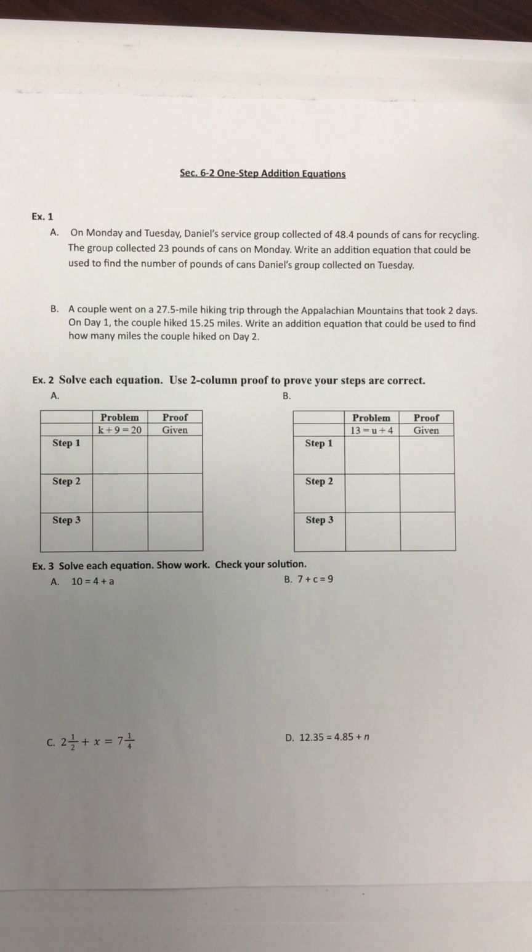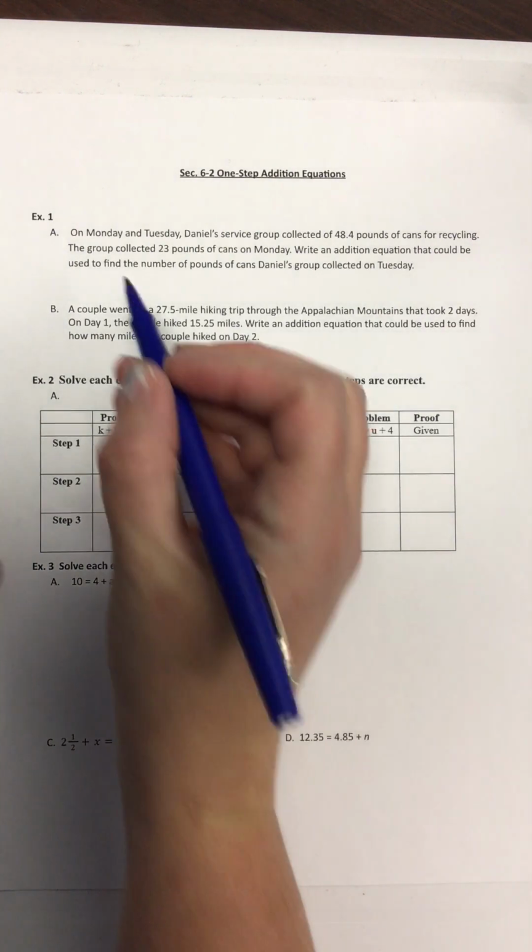So on example 1, we're purely going to be writing the equation, not actually solving it. And whenever I mention solving an equation, solving means figuring out what the variable needs to be. What does the variable have to equal to make this a correct mathematical equation? On A, it says on Monday and Tuesday, Daniel's service group collected 48 4/10 pounds of cans for recycling. The group collected 23 pounds of cans on Monday. Write an addition equation that could be used to find the number of pounds Daniel's group collected on Tuesday.